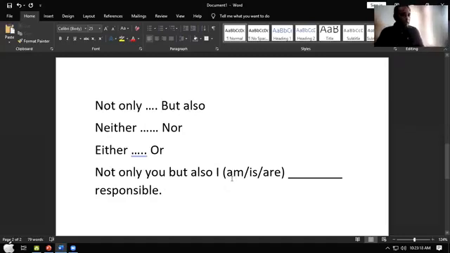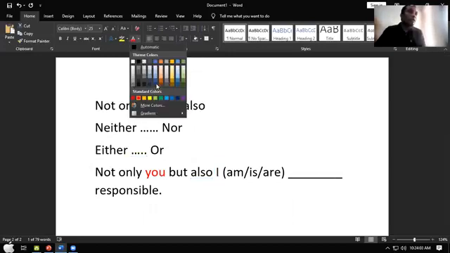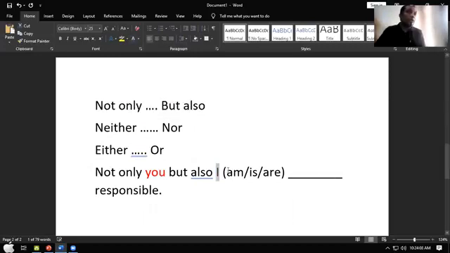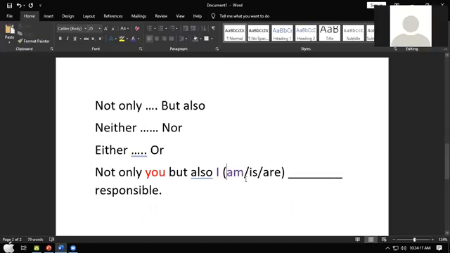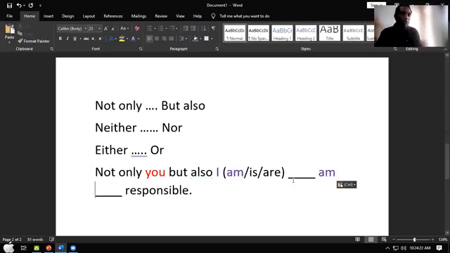We have to use the verb here following the nearest subject. The distance will be measured from the verb. Here we have two subjects. First one is you and second one is I. Which one is nearer to am, is, are? You or I? Sir, I. Okay, I is the nearest subject. So we are going to use am. Clear?